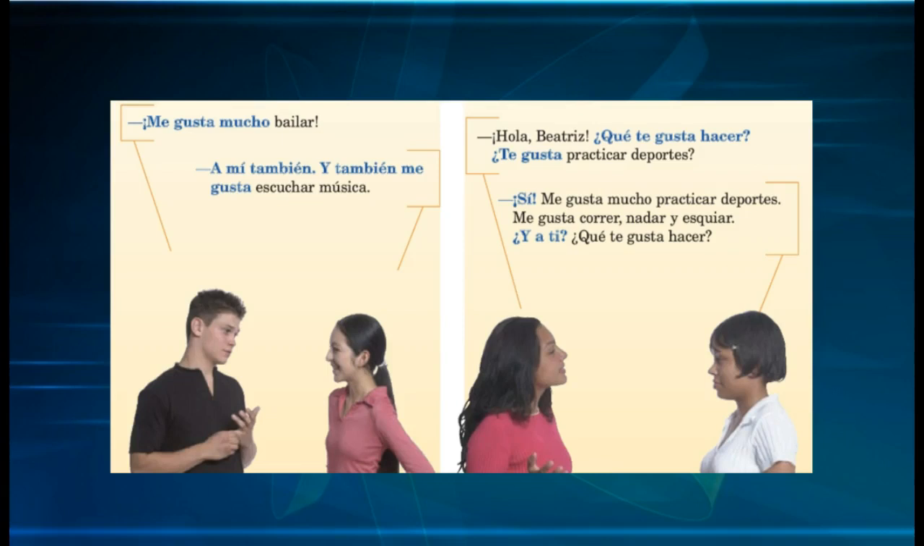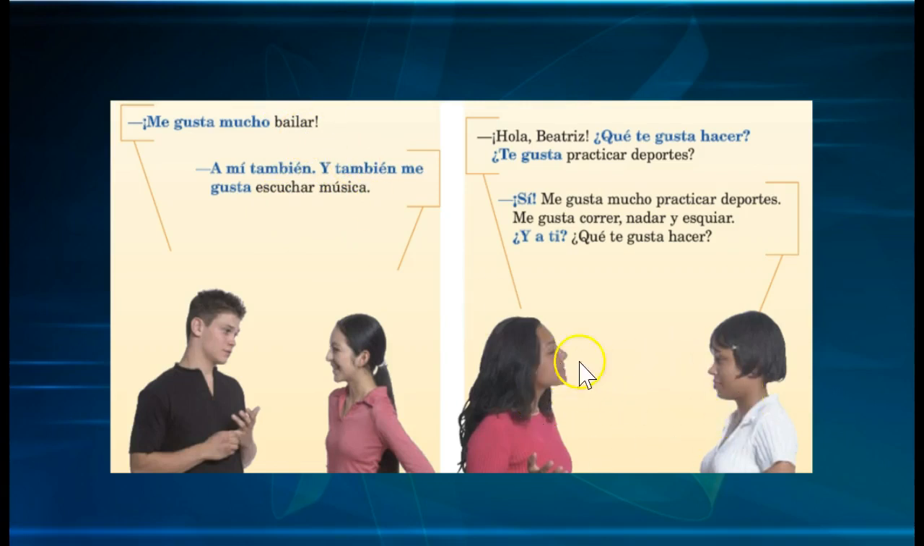And she answers, a mí también. A mí también, that's me too. And the a is there because we're talking about gusta. So, a mí también me gusta, right? She's saying, I like it too. Me too. Y también me gusta escuchar música. And I also like to listen to music. And there are your verbs that we just talked about. Escuchar música. And we also have bailar.